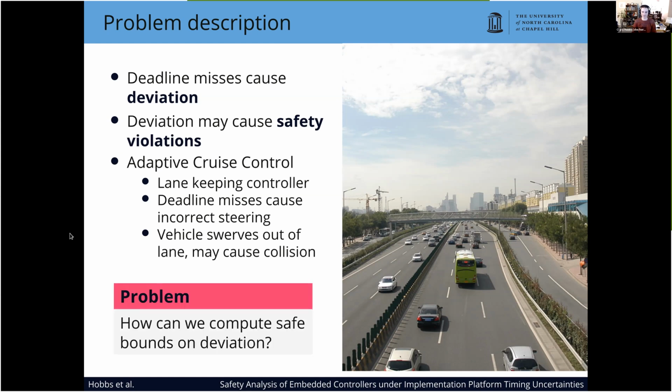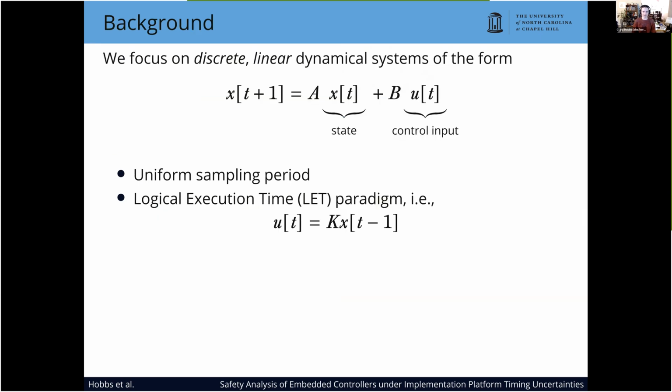So in order to prevent such collisions as the move towards autonomous vehicles occurs, we need to be able to compute safe bounds on deviation under timing uncertainties. So in this work, we focus on discrete linear dynamical systems of the typical state space form. We assume a uniform sampling period and the logical execution time paradigm. So the control input is applied with a 1 sampling period delay.